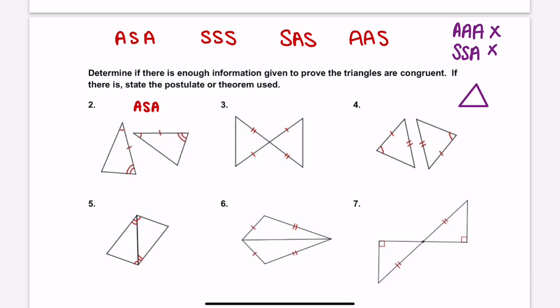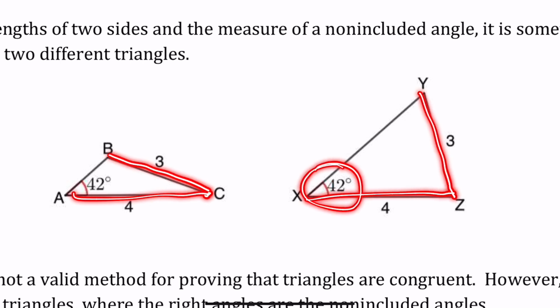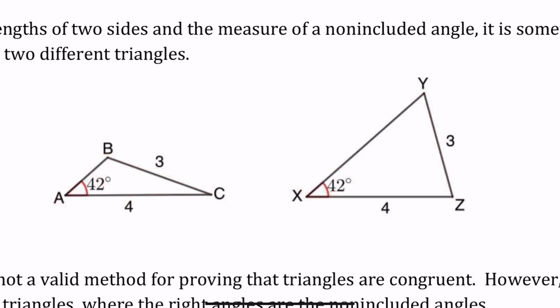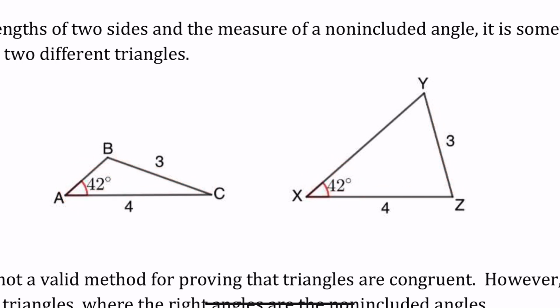Another example is if I have side-side-angle. Here's an example of side-side-angle. We have two sides that are exactly the same, and we have 3 and we have 4, and they both have a 42-degree angle. So both of these have two sides that are the same and an angle that is the same. However, these two triangles are obviously not congruent.